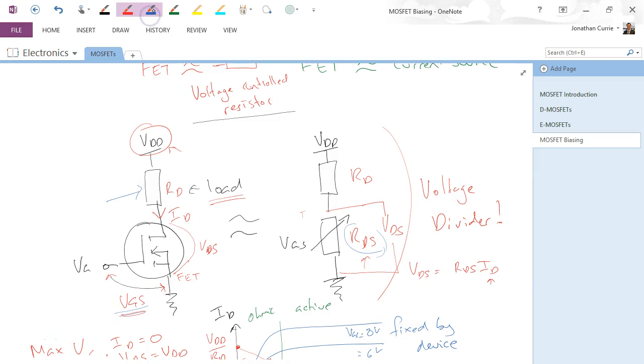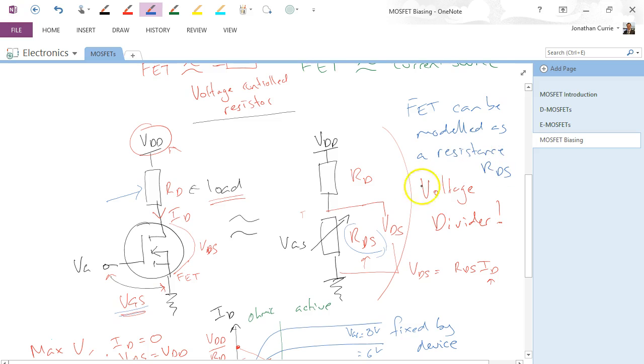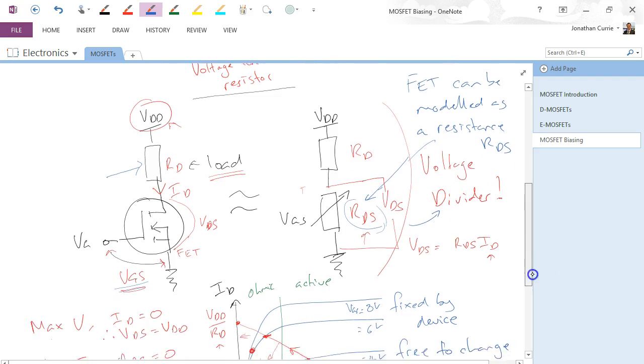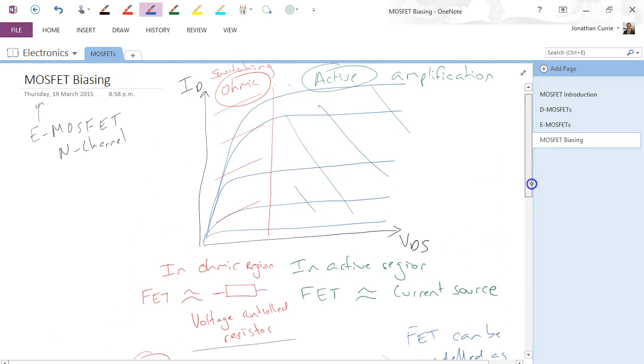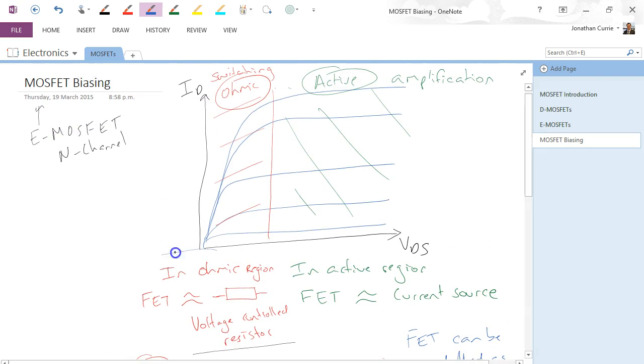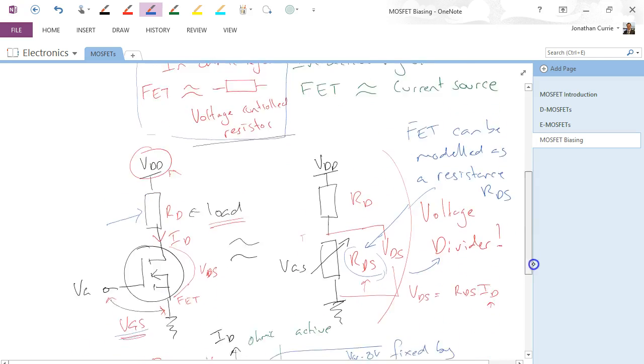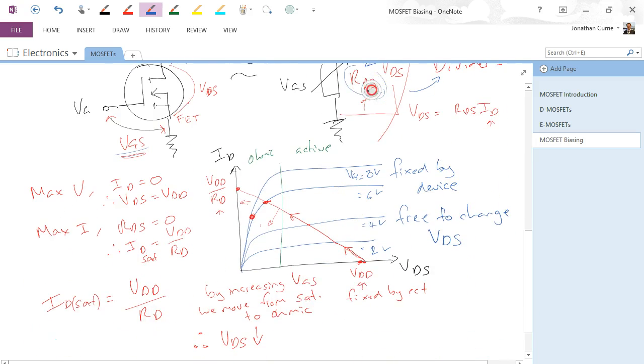So, things to remember: the FET can be modelled as a resistance, RDS, this guy here. And because of that, it becomes a voltage divider, which is very, very simple to solve. The whole reason this exists is because within the ohmic region, the FET, due to its construction, is a voltage controlled resistor. As we change the voltage, this resistance is changing, and therefore the current and voltage drop across it changes as well.